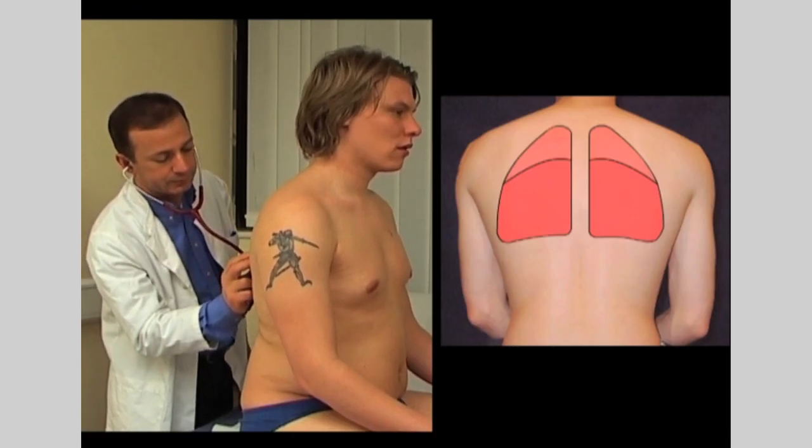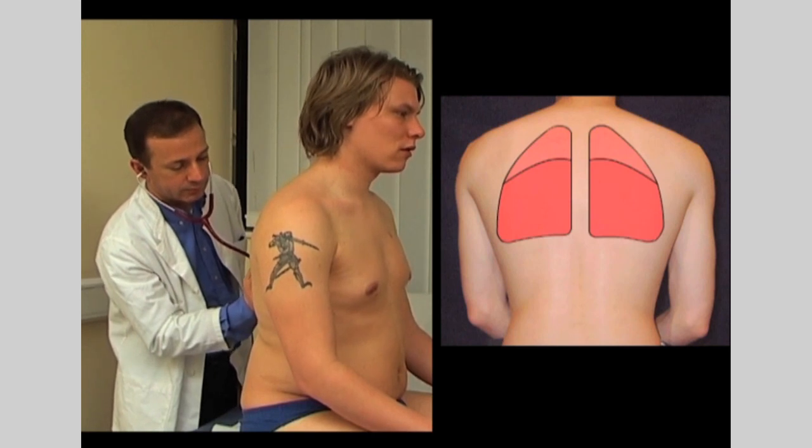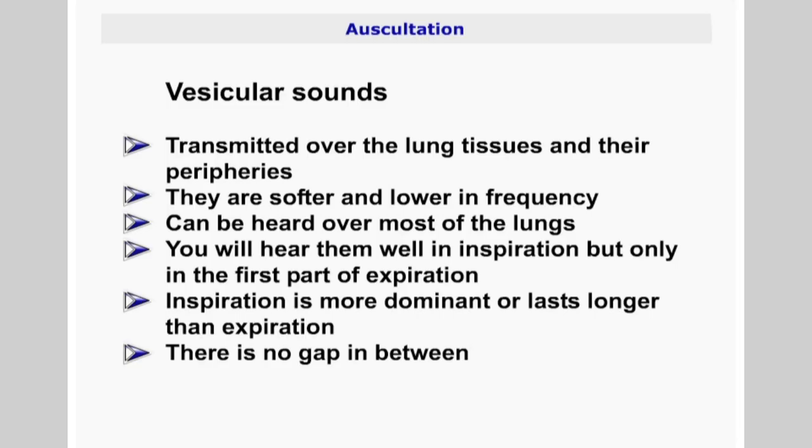You can mimic this sound by placing your tongue on the roof of the mouth and breathing in and out through the open mouth. Vesicular sounds are transmitted over the lung tissues and their peripheries. They are softer and lower in frequency and can be heard over most of the lungs.